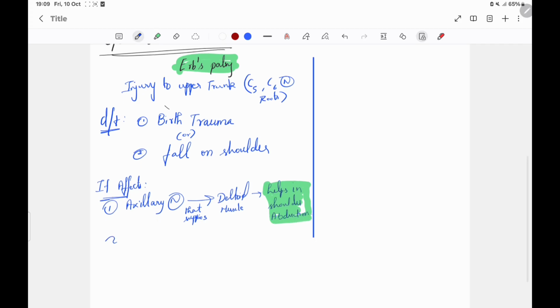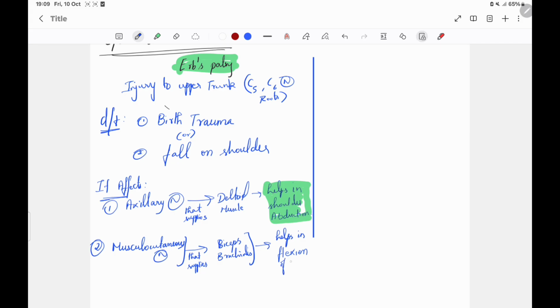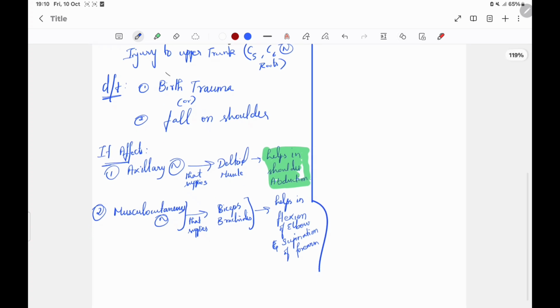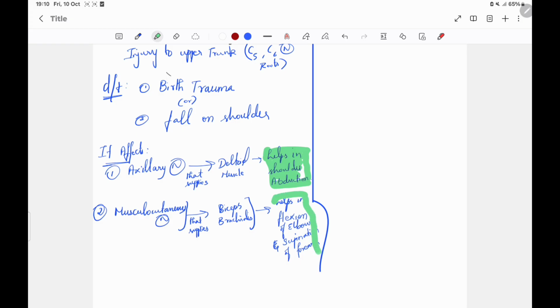And it also affects the musculocutaneous nerve, which supplies the biceps and brachialis, which help in flexion of the elbow and supination of the forearm.